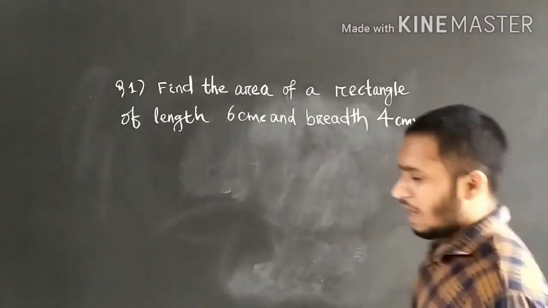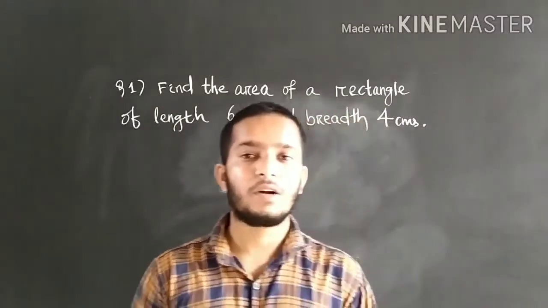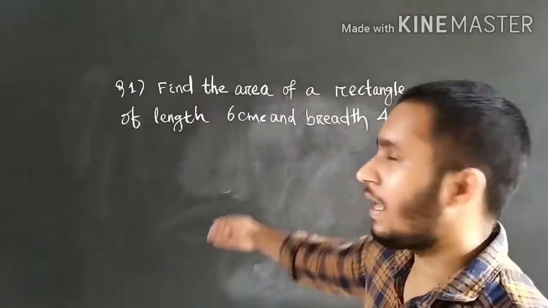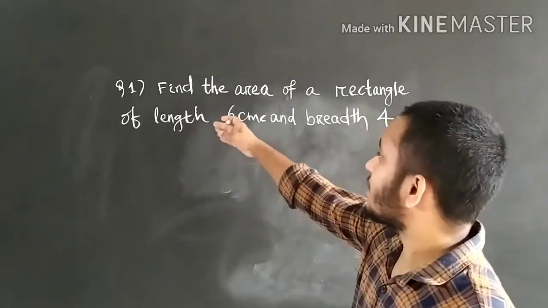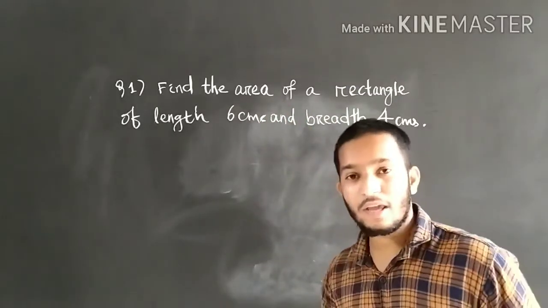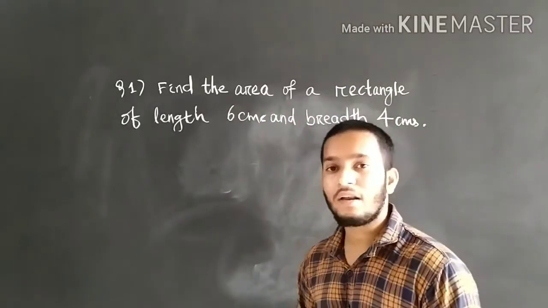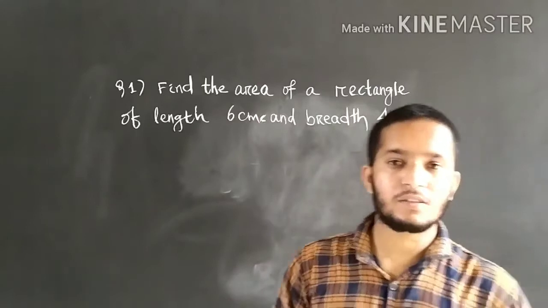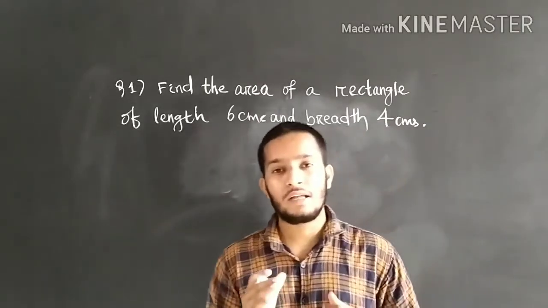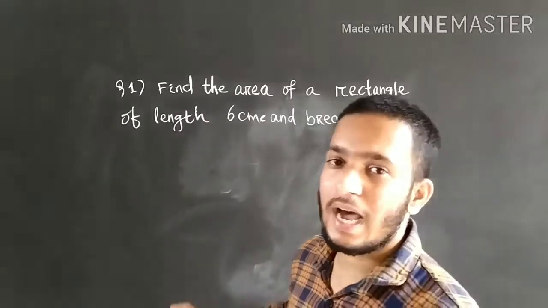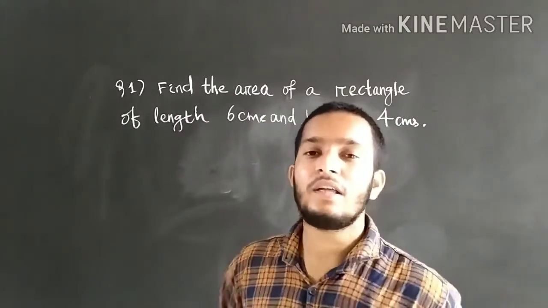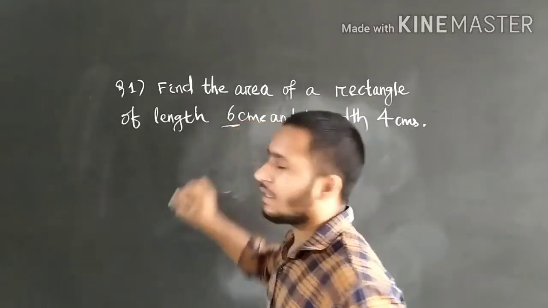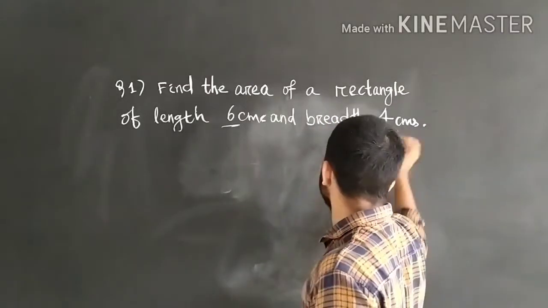Dear students, now we will try to solve a problem based on the area of a rectangle. Let's read the question. The question is, find the area of a rectangle of length 6 centimeters and breadth 4 centimeters. Here it is given that the rectangle whose area is asked is of length 6 cms, and the breadth is 4 cms.